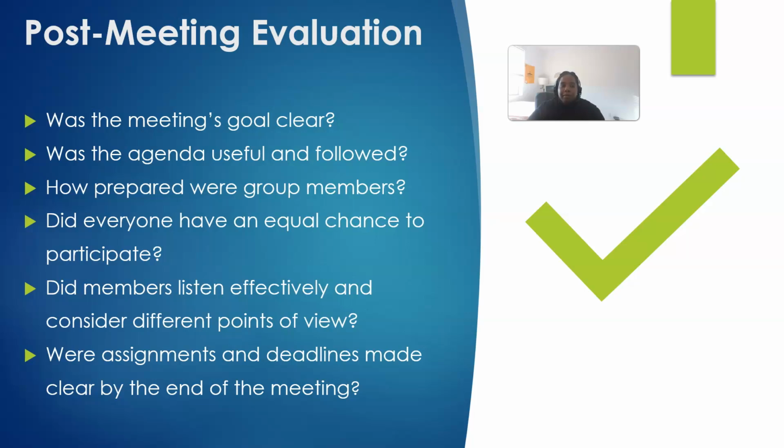How prepared were the group members? Did everyone have an equal chance to participate? Did the members listen effectively and consider different points of view? Were the assignments and deadlines made clear by the end of the meeting? By evaluating the meeting, both the chairman and the group members are able to be more effective and practice being more effective in our meeting agenda creation and the creation of our meeting minutes.